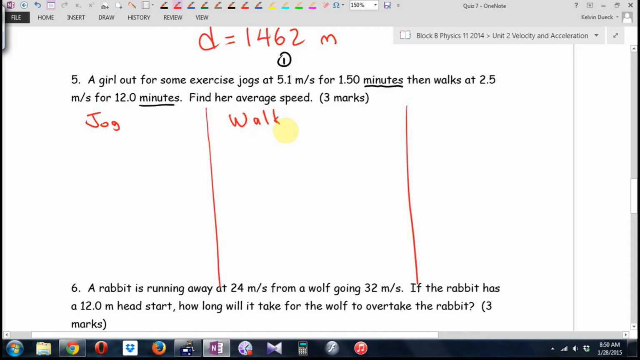A walking, and then an average. So jogging, well, the speed is going to be distance over time.